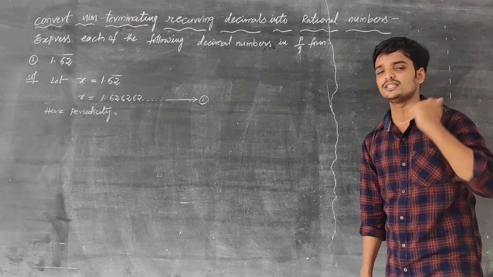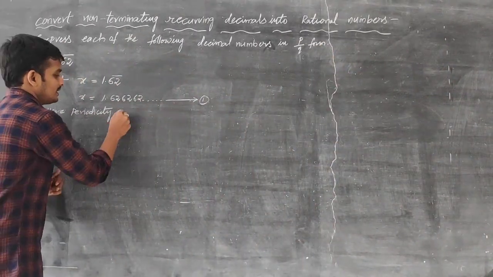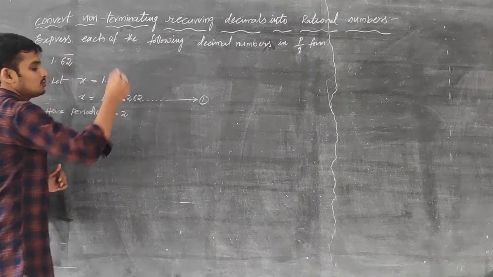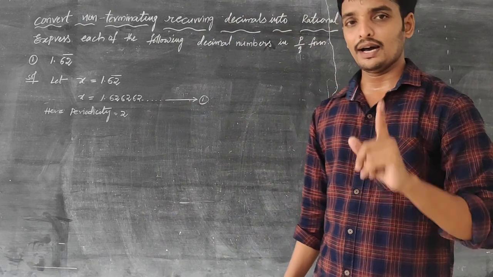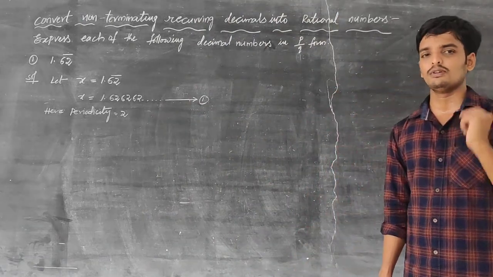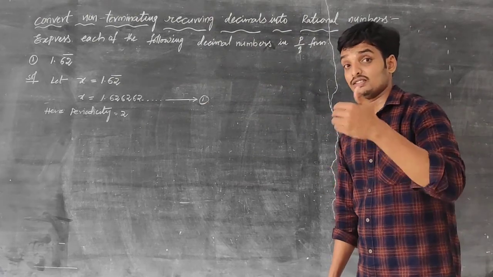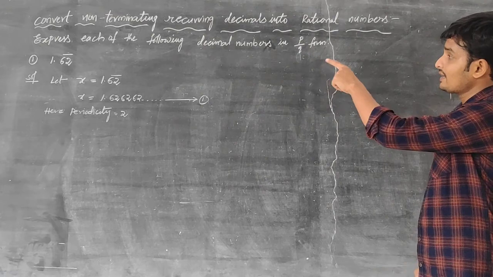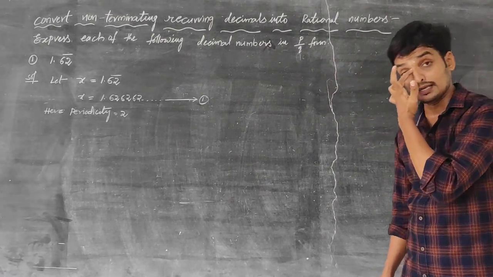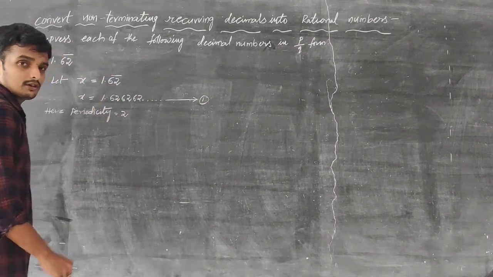There are 2 digits under the bar, so we write periodicity is equal to 2. For example, if there are 3 digits under the bar, periodicity is 3. If there is 1 digit under the bar, periodicity is 1. If there are 4 digits, periodicity is 4. It's simple. By the definition, the number of digits repeating in the non-terminating recurring decimal is called periodicity. So here periodicity is equal to 2.